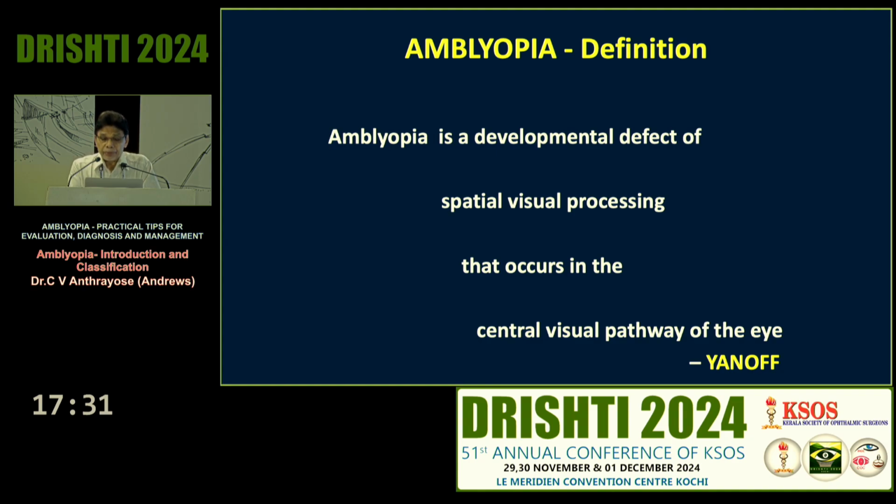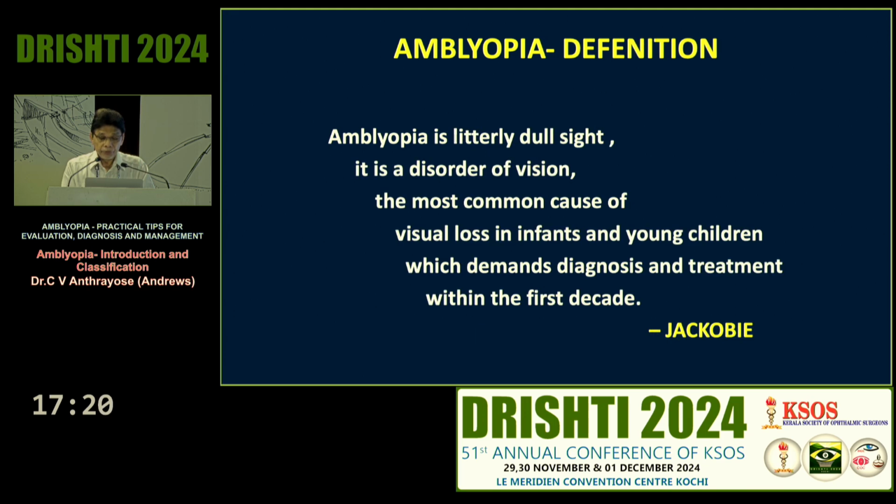So what is amblyopia? Yanov has given a definition. Amblyopia is a developmental defect of spatial visual processing that occurs in the central visual pathway of the eye. Jacobi has given another definition. Amblyopia is literally a dull sight.